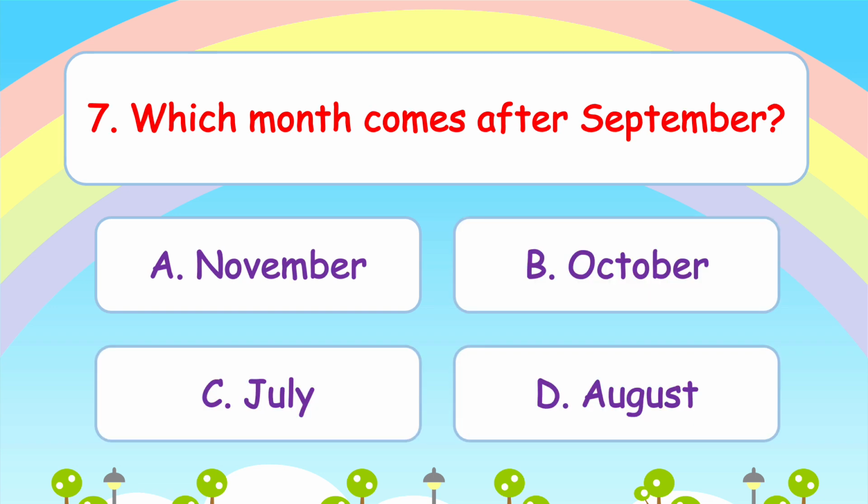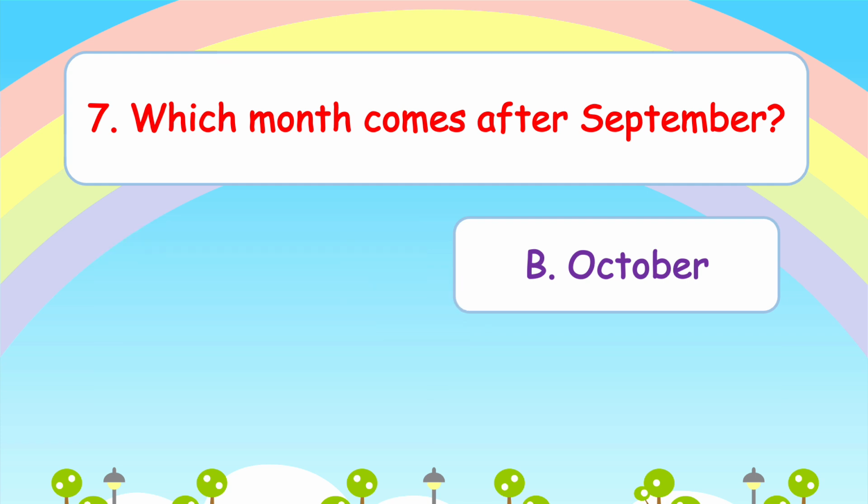Which month comes after September? And your options are November, October, July, or August. And it's October. October month comes after September.